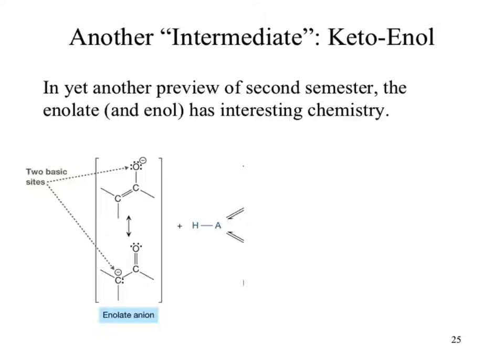If we go through and take a look at this structure here, we have 2 basic sites. We have the oxygen with a lone pair of electrons, which could act as a base. We also have the carbon with a lone pair of electrons that could act as a base. So if I now react this with an acid, where do I expect the hydrogen to go? Because they're resonance structures, both of them exist. So I have to decide which one is the best one to react. Well, maybe I get the same product.